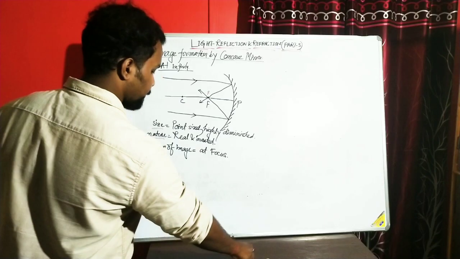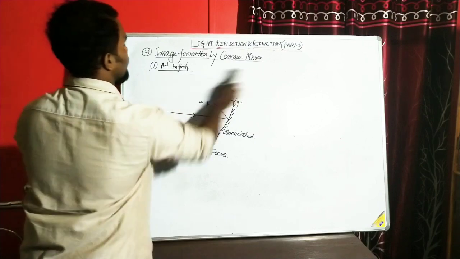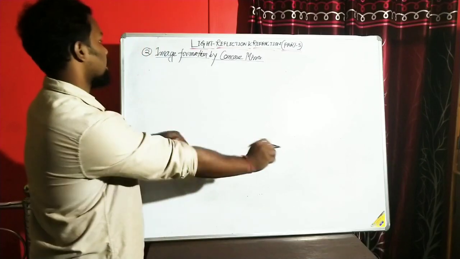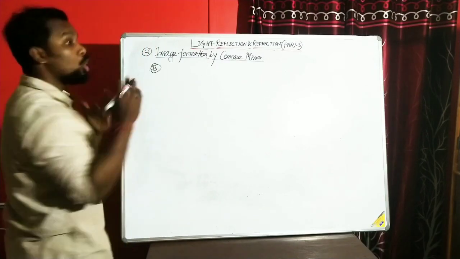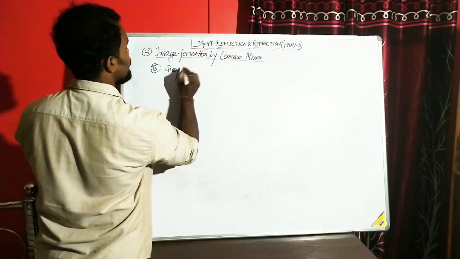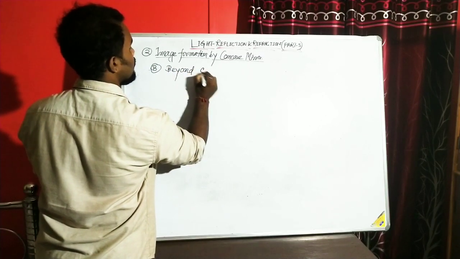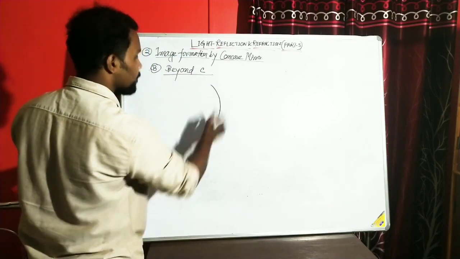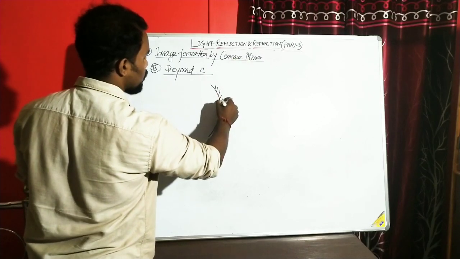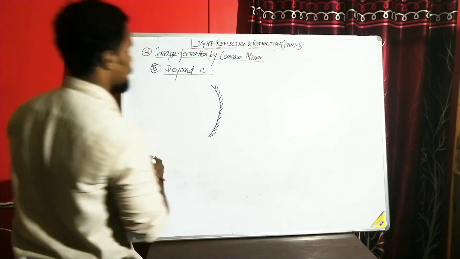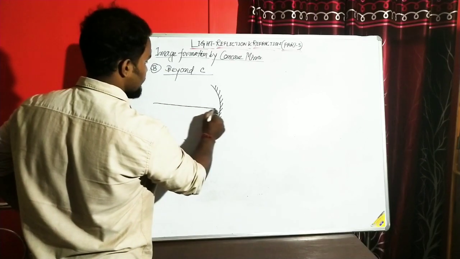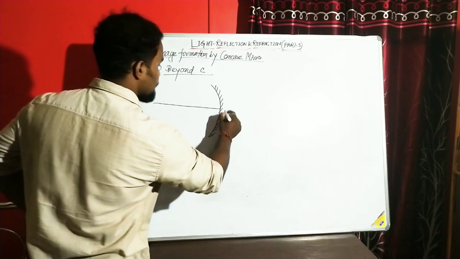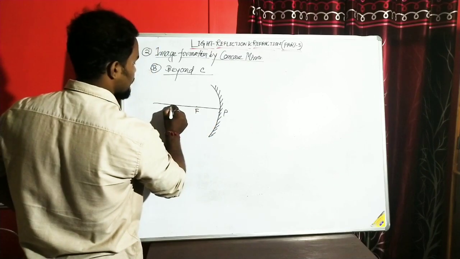Now we will move towards the next position, which is beyond C. Beyond C means outside of C. To understand the position, first we will draw. Because we are dealing with the concave mirror, we have to draw the concave mirror again and again. Whenever you have to draw ray diagrams, always draw the principal axis first. This is the pole, this is the focus, this is the center.